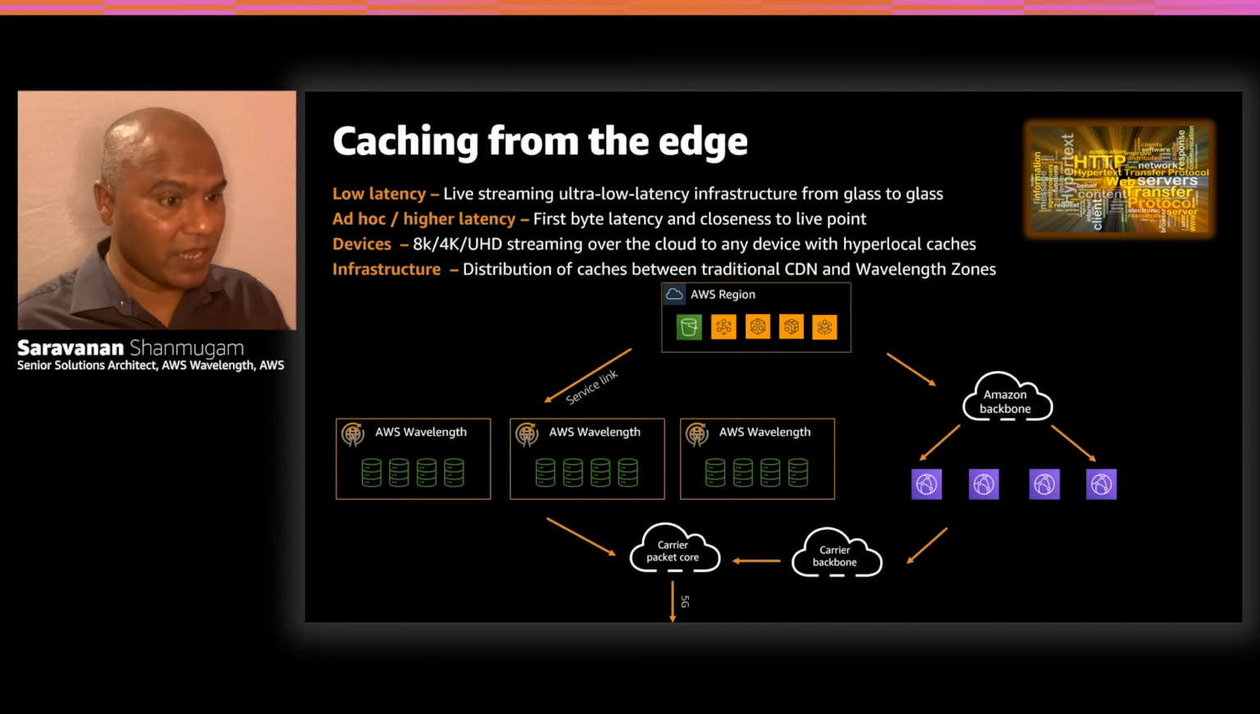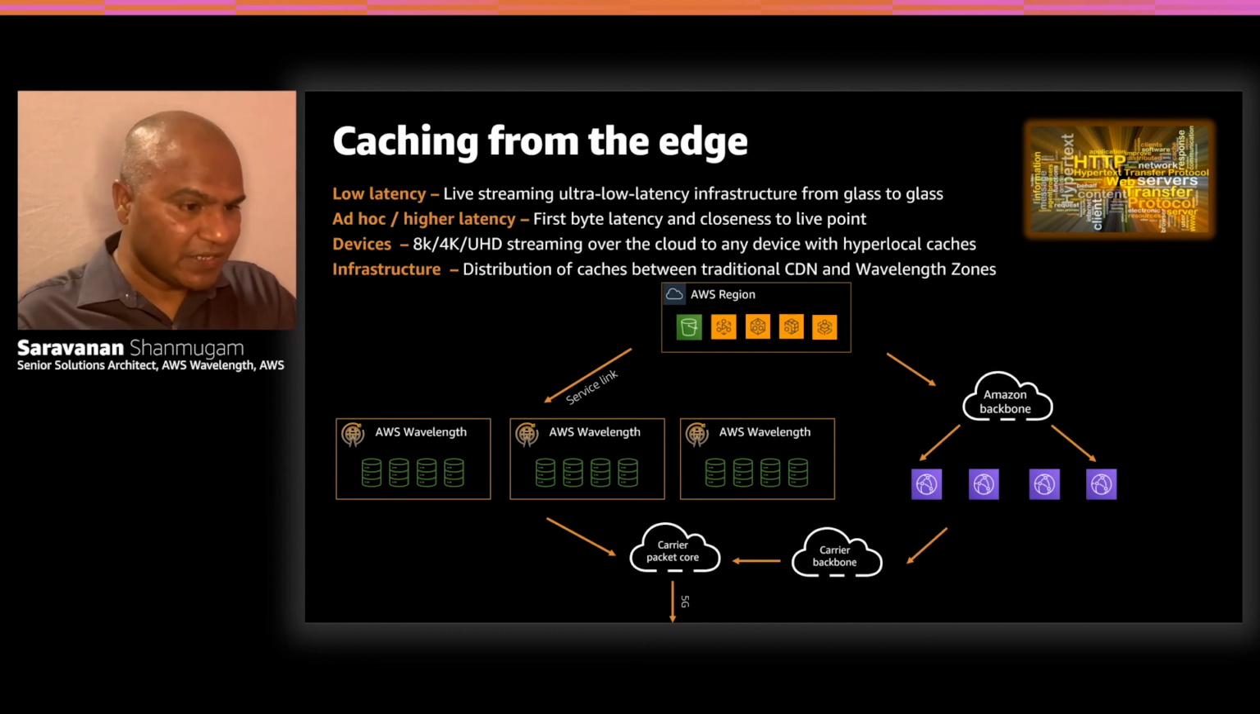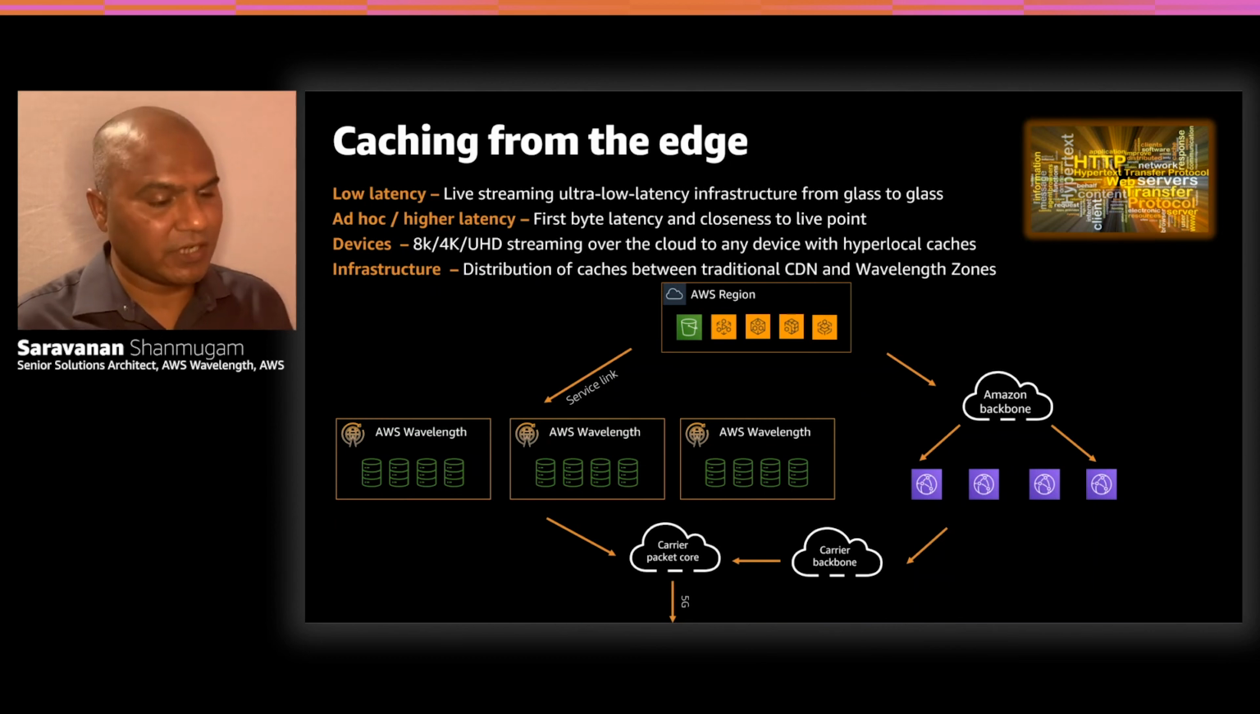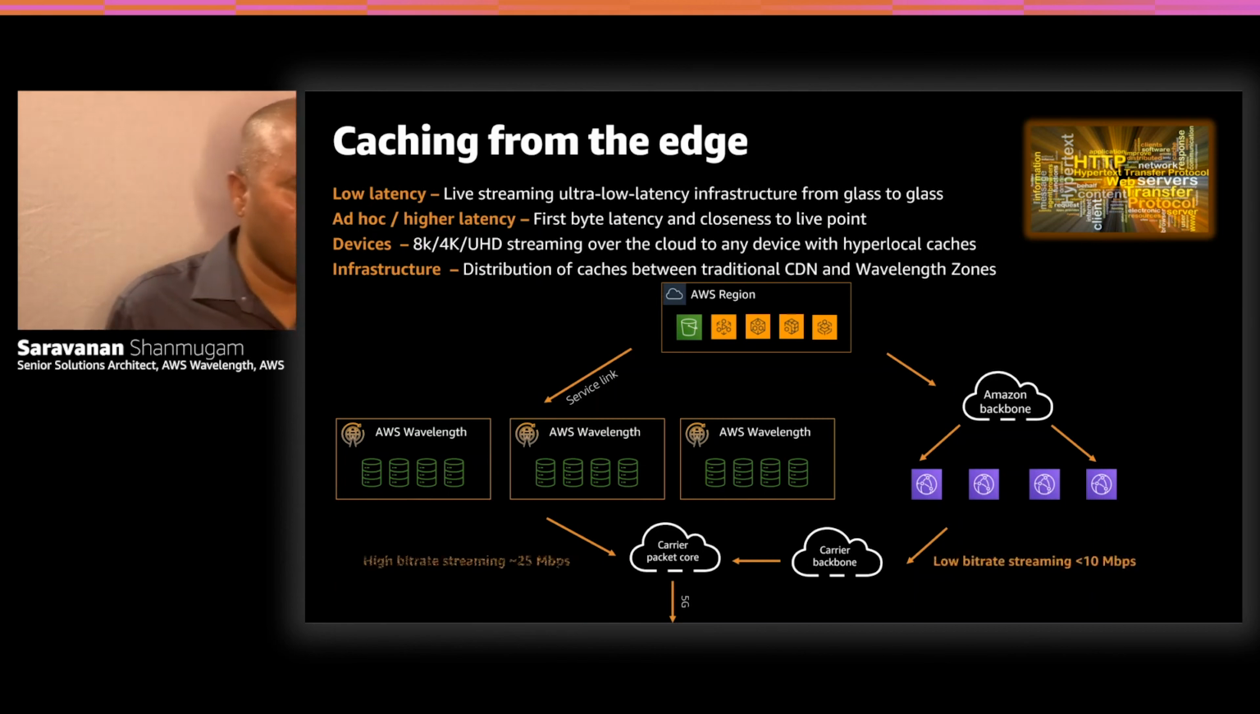So we have customers looking at a hybrid architecture, mixing Wavelength Zone caching as well as CloudFront caching. This is a tremendous space as well that we are watching and working with our ISV partners in the caching from the edge space.